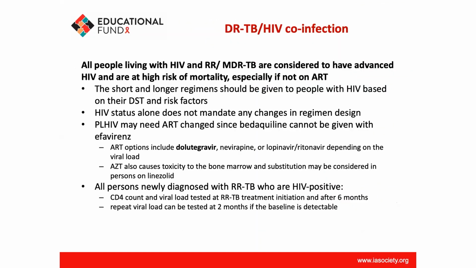So just to shift gears before I come back to the final guidance updates from WHO, or the most recent that have been released, just to touch upon drug-resistant TB, HIV co-infection. So all people living with HIV who contract TB are considered to have advanced HIV, and they are at a high risk of mortality. Several studies have clearly shown this is especially a dangerous time if they are not on antiretrovirals. Either they're ART naive or they have been lost from treatment and are not currently on ART.